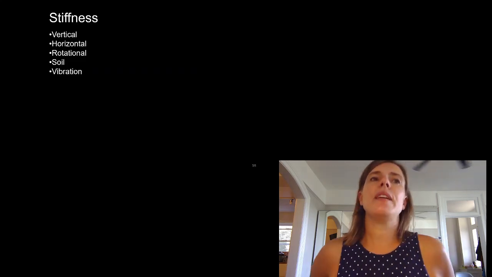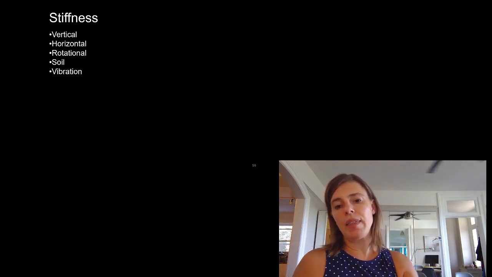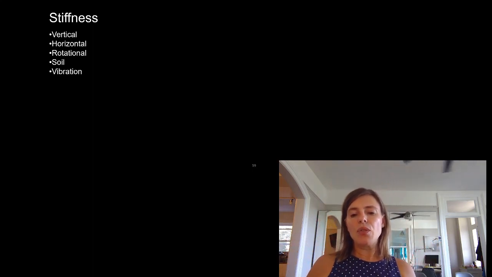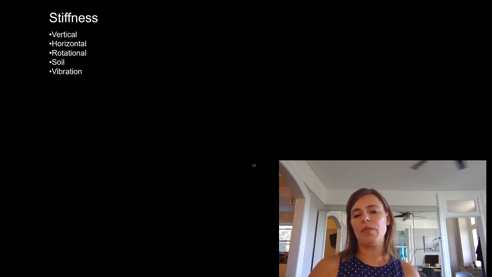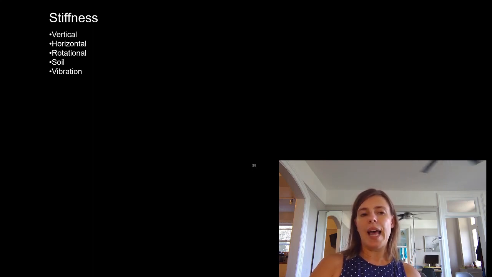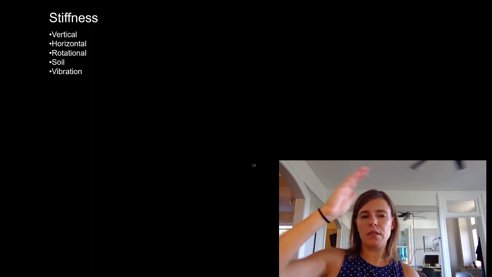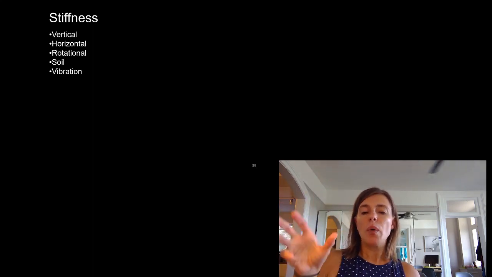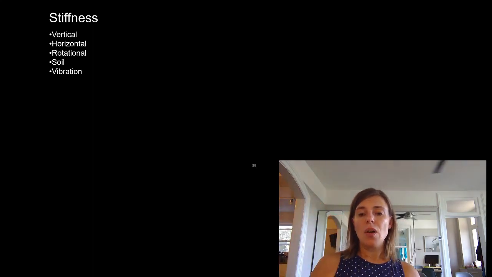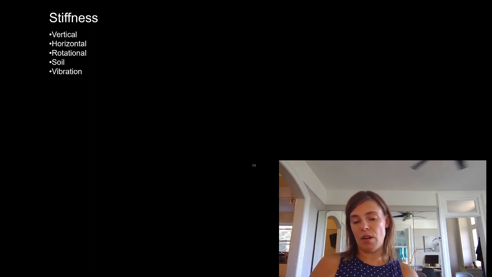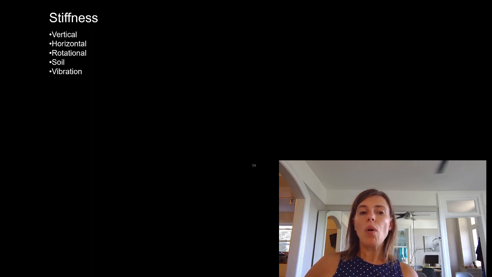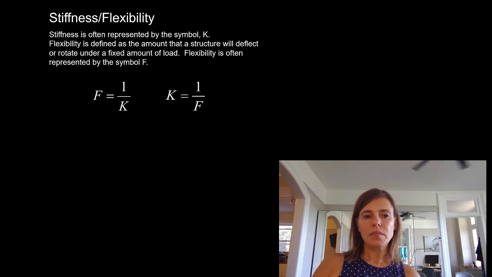So let's talk about stiffness for a little bit. We've already covered strength. Let's talk about stiffness. Stiffness is all about preservation of finishes. We can have horizontal stiffness, vertical stiffness, and rotational stiffness. Our soil needs to be stiff enough to resist our loads, and we're going to talk about that when we talk about foundations. And we're also going to have vibration that we need to consider.